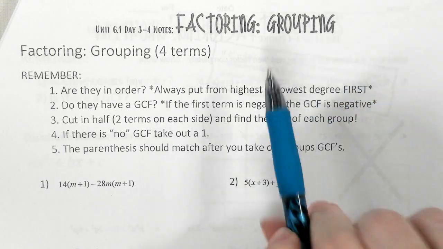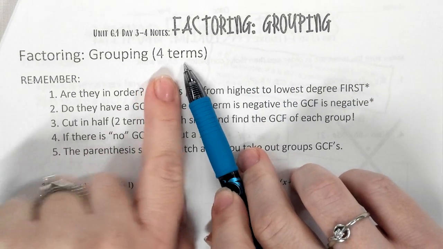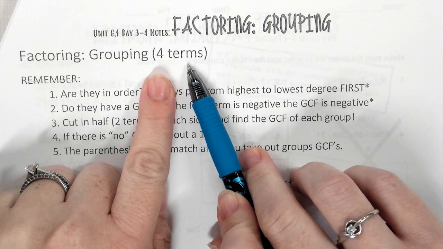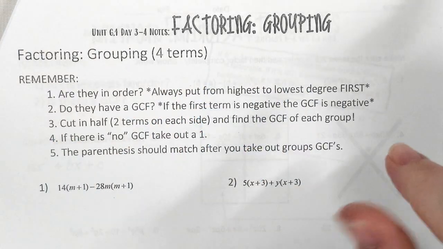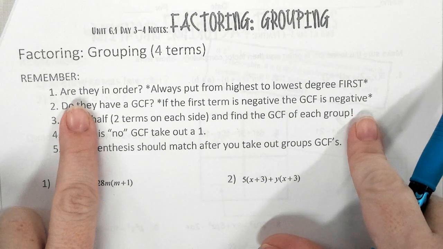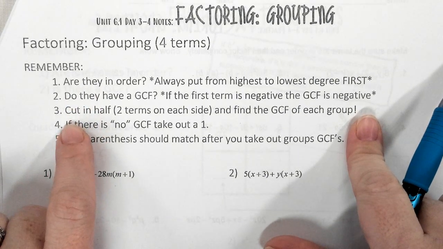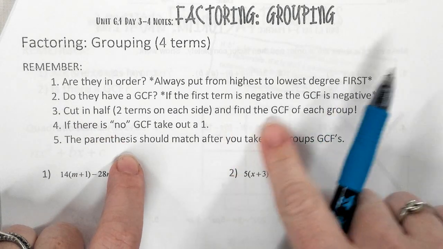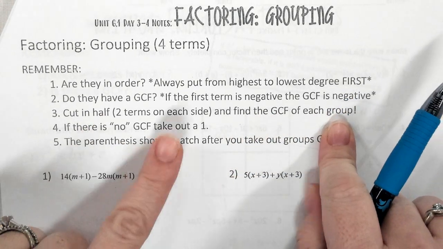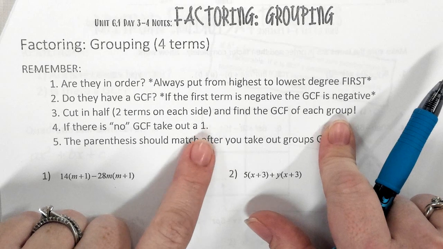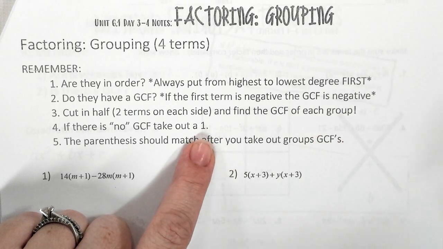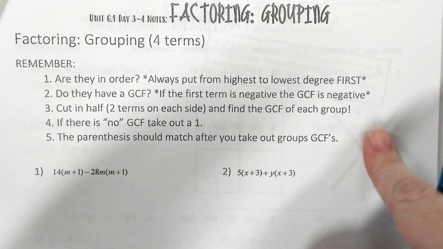But now we're talking about grouping. So grouping is what you do when you have 4 terms. And it's going to make a lot more sense on why we call it that once we get started. So you're always going to check if they're in order. Do they have a GCF? And then here's your rules for grouping. Cut them in half if there's no GCF. So cut them in half, take out the GCF. If there's no GCF, you have to take out something, so you'll take out a 1. Okay? And then the parentheses should match. So that's what we're going to talk about.